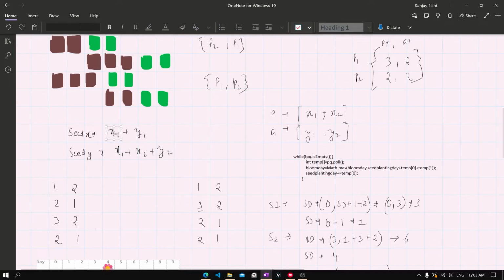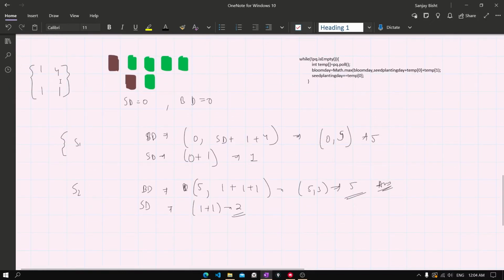Definitely, because we can only plant one at a time. If we have started one, we have to finish planting it first, and after that we can plant the other seed. So we will have x1 plus y1 for seed one, and x1 plus x2 plus y2 for the other seed, and we will print the maximum of these. Why are we taking the maximum? Let me show you.